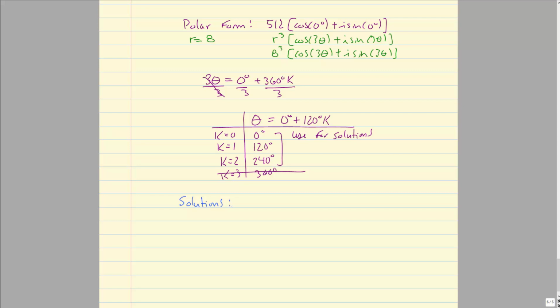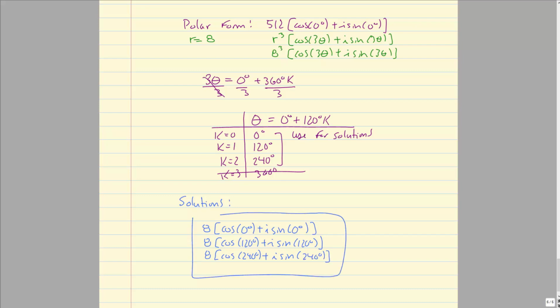And I can also write them in rectangular form as well, but I'll just write these in polar form for now. So r is 8, cosine of 0 degrees plus i sine of 0 degrees would be 1. Next would be 8 times the cosine of 120 degrees plus i sine of 120 degrees. Then 8 cosine of 240 degrees plus i sine of 240 degrees. So these are my 3 solutions.